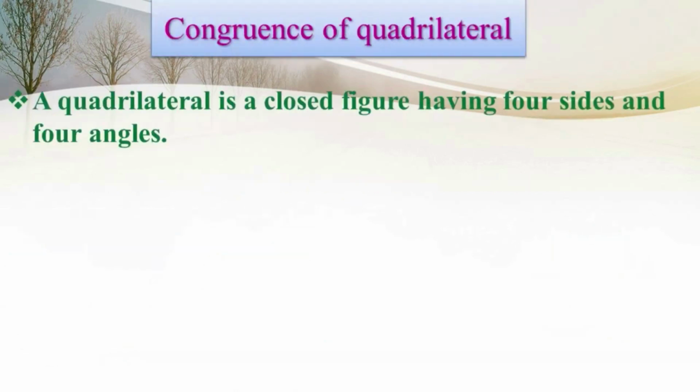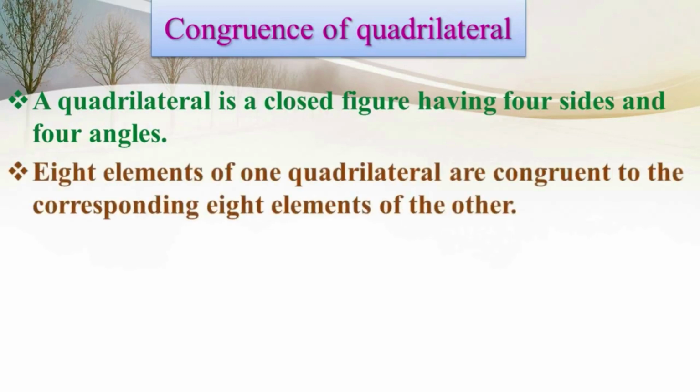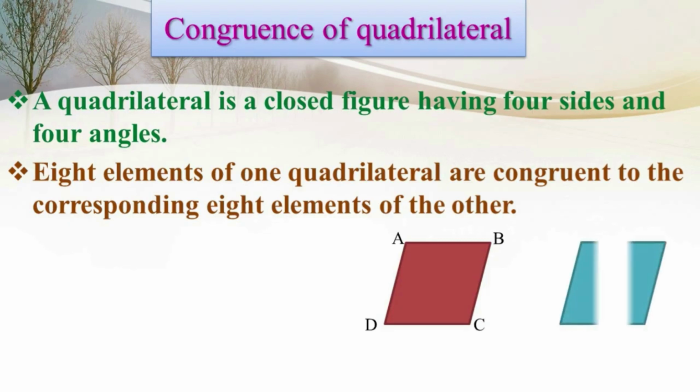Concurrence of quadrilaterals. What is a quadrilateral? A quadrilateral is a closed figure having four sides and four angles. Two quadrilaterals would be concurrent if these 8 elements of one quadrilateral are concurrent to the corresponding 8 elements of the other. Let ABCD be the first quadrilateral. We are going to find whether it is concurrent with the quadrilateral PQRS.